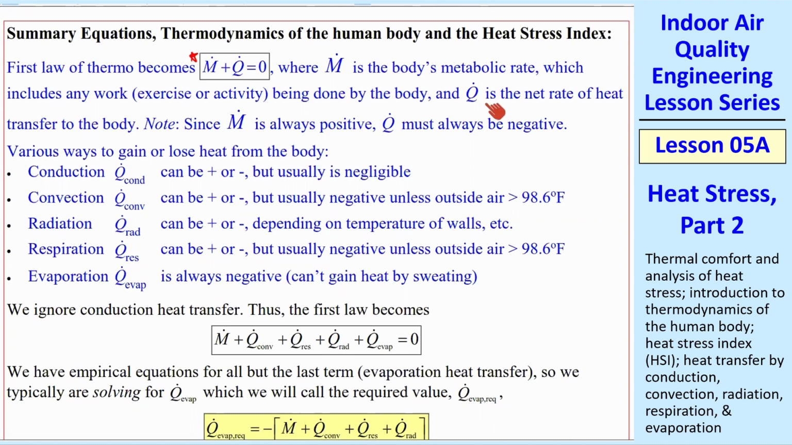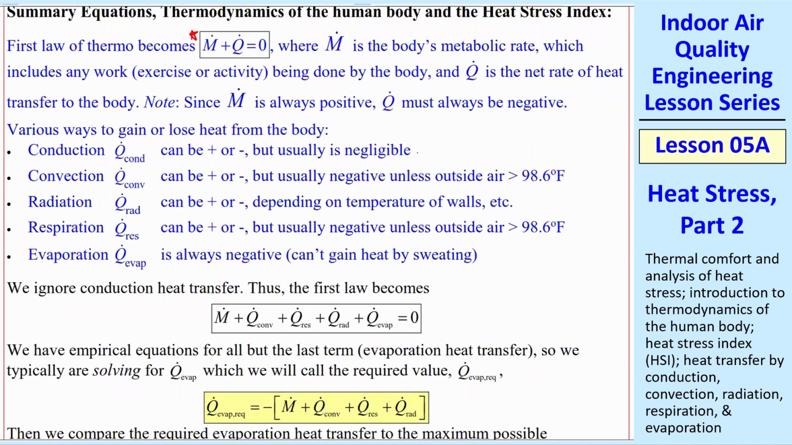Q dot is the net rate of heat transfer to the body. M dot is always positive, so Q dot must always be negative. There's various ways to gain or lose heat from the body. So let's just talk about some of these.